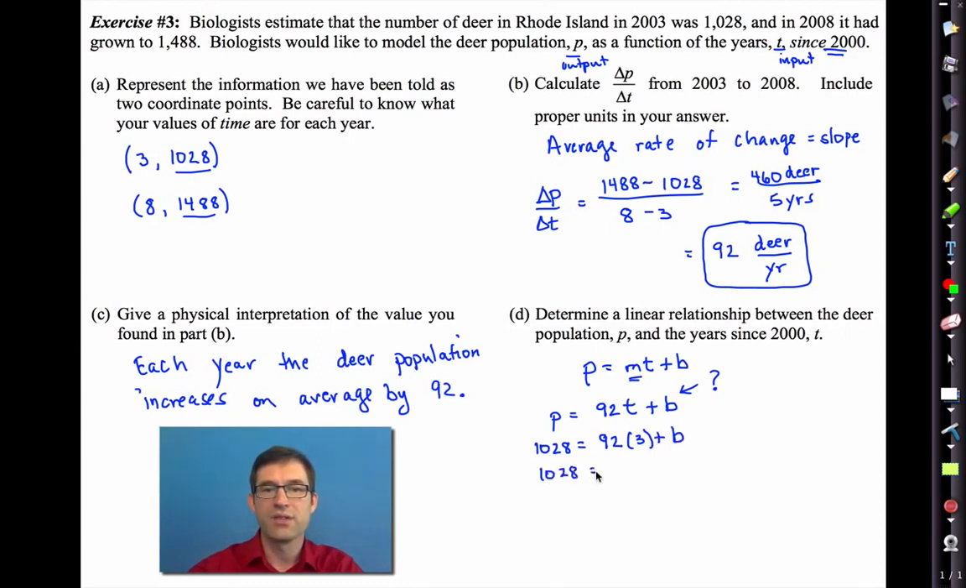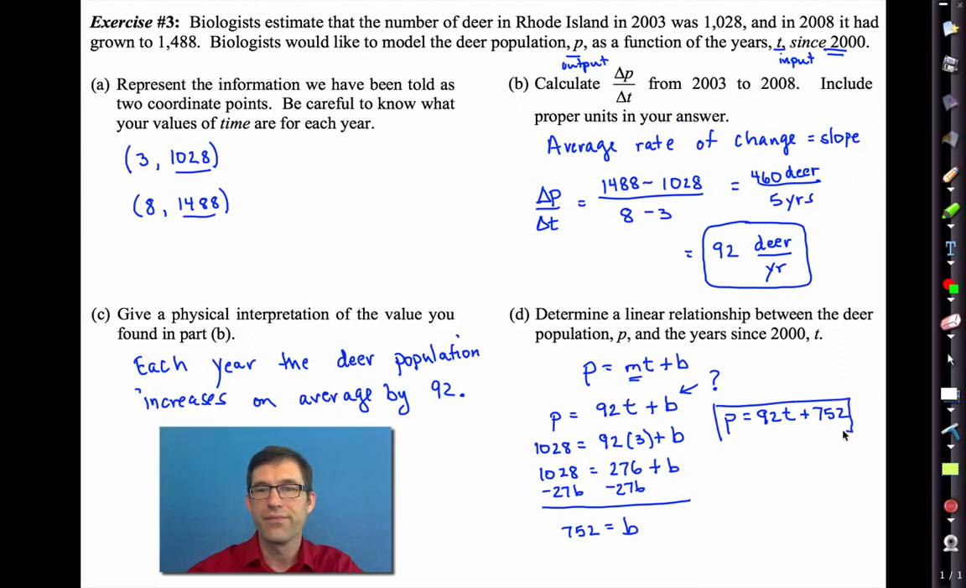We get 1028 is equal to 276 plus B. Subtract 276 from both sides. Ooh, running out of space. Way down at the bottom. B is equal to 752. So now we have our model. P is equal to 92T plus 752.